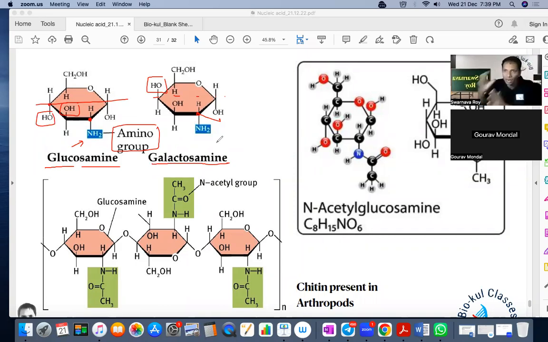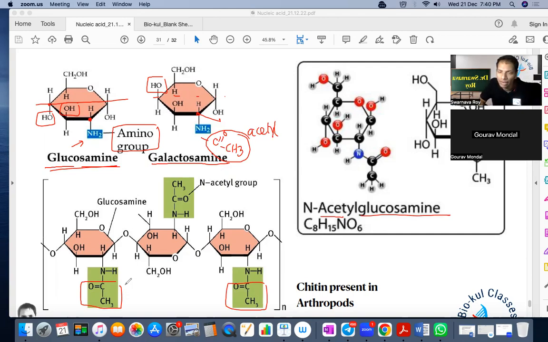So complex carbohydrates. I hope you're understanding the concept. Sometimes with this NH group, a COCH3 group can be attached. This is called the acetyl group. CH3CO is called an acetyl functional group. Once that is done, it is called N-acetyl glucosamine. Look, if there is only an amino group, it's called glucosamine. Now you add an acetyl group, CH3CO, and it's called N-acetyl glucosamine. Initially it was just glucosamine.